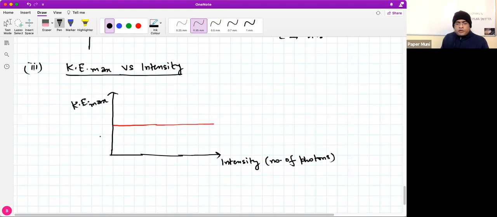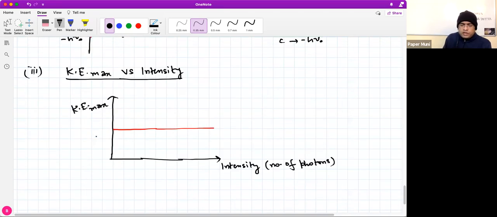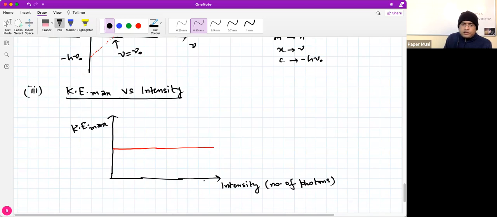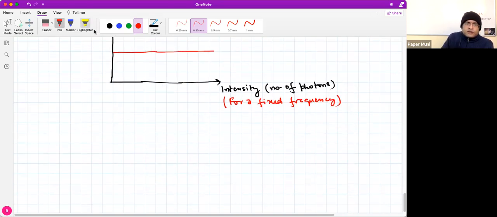Now in this case, when we are changing the intensity, we are fixing the frequency. So this is for a fixed frequency, because if you change the frequency, the maximum kinetic energy will also change.